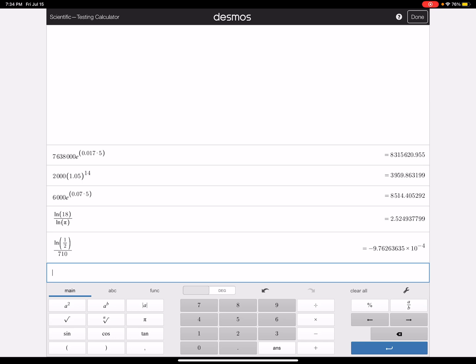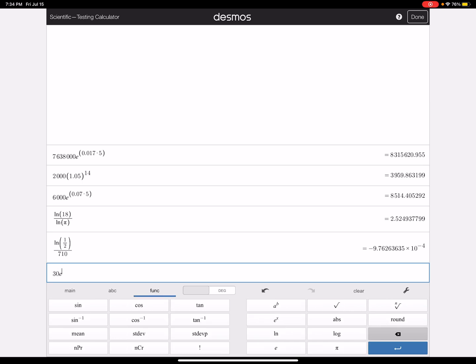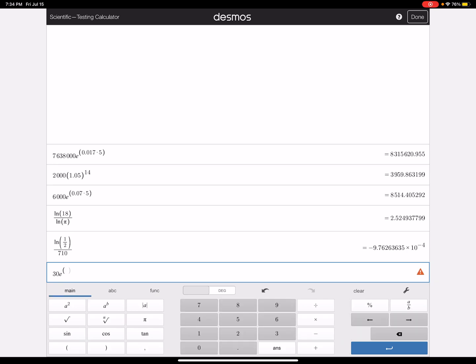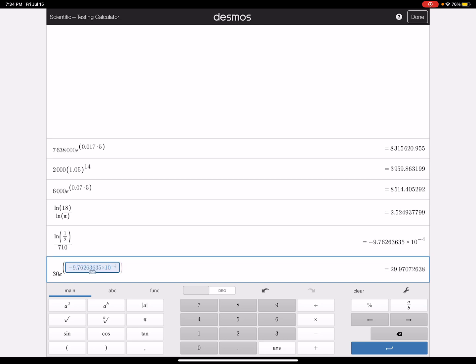This becomes a lot easier. So I start with 30 grams. I'm going to multiply it by e raised to the, and don't forget I use my parentheses. I have to multiply this number, negative 9 point something times 10 to the negative 4th. I'm going to just hit ANS, which means my previous answer. If you see, it is showing that part right there, times 300. And there I go.